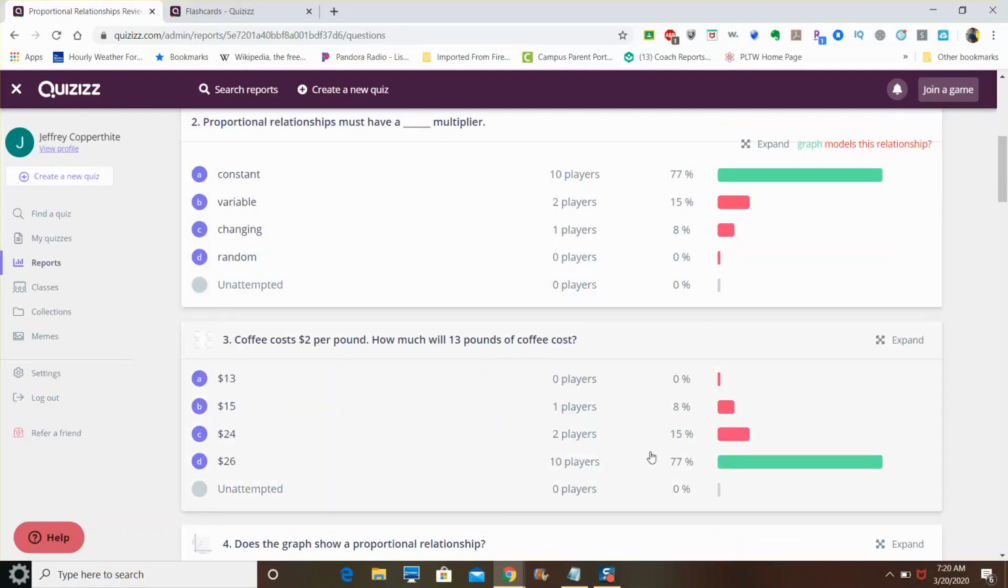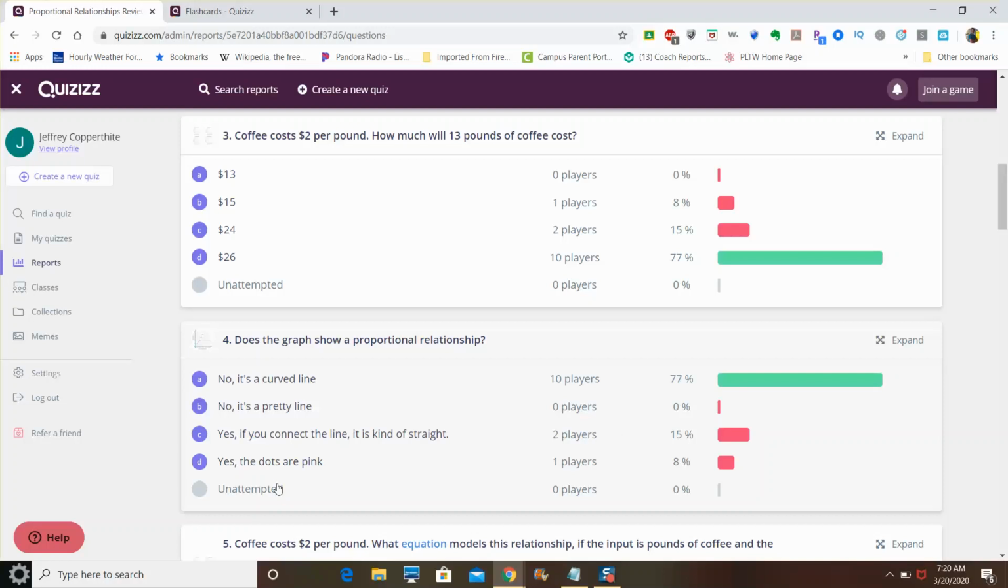77% of you were able to correctly calculate that $26 is the cost per pound. Some of you said it's $24. Not sure how that answer came about, or $15. Oh, actually, I know how you get $15. 13 plus 2 would not be the correct way to get that answer. It's 13 times 2. So 77% you got that right.